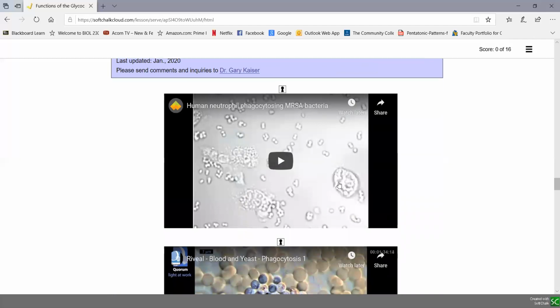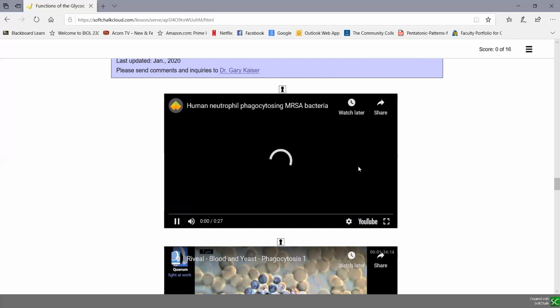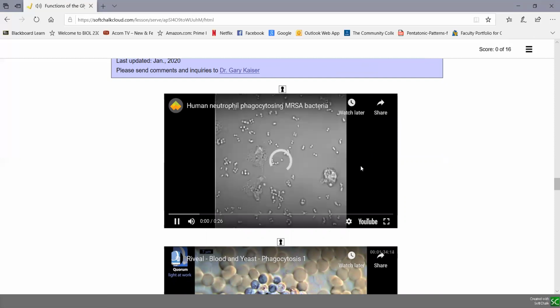So here's a nice little movie showing a human neutrophil, the most abundant white blood cell we have, phagocytosing some methicillin-resistant Staph aureus. So here's a neutrophil. These are MRSA. And you see it sends out pseudopods. It can engulf whole groups of bacteria here.